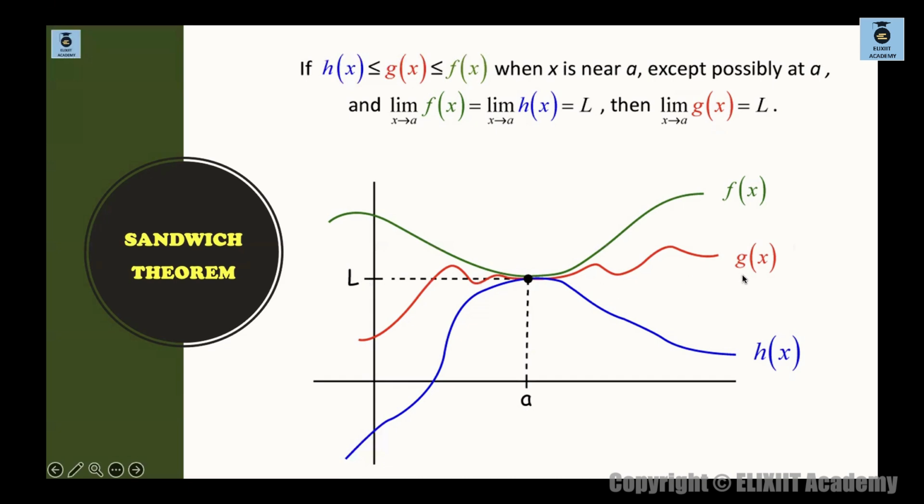The limit as x tends to a of f(x) and the limit as x tends to a of h(x), both of them at a, the limiting value is basically L. At a, they are so closely related that their limiting value is basically L. So this means that if this inequality holds, and if these two functions are tending to L as x tends to a, then the middle function will also tend to L.